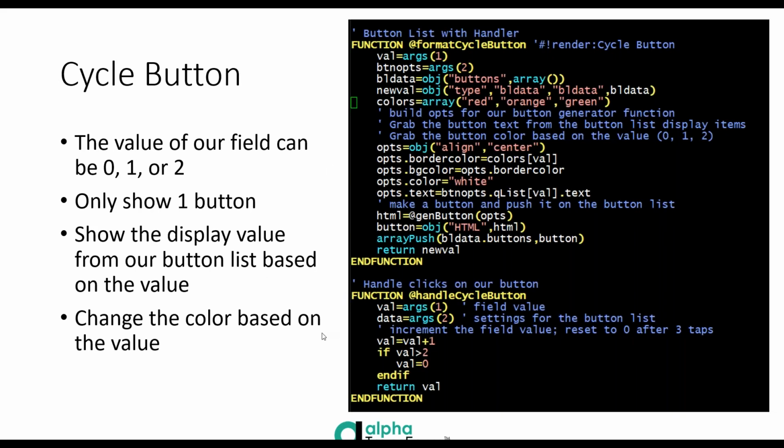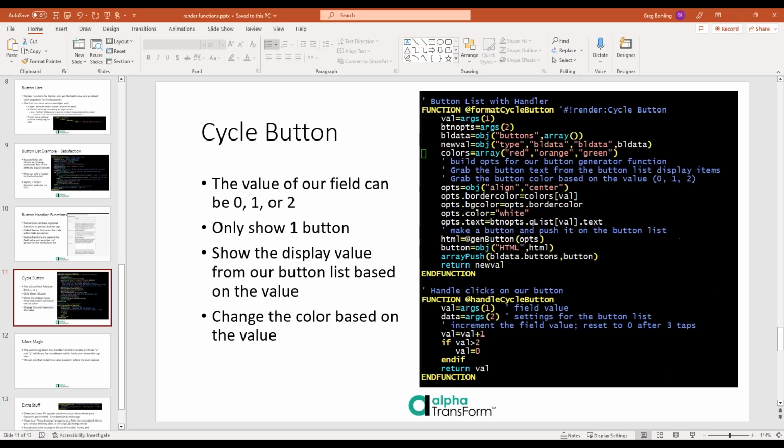So in this example, we have 3 buttons really, 0, 1, and 2. That's all we want to be able to do, but we only want to show one button. And we want to show the name of the button when you tap on it, and we want to change the color, and we just want it to cycle through the options in one place.